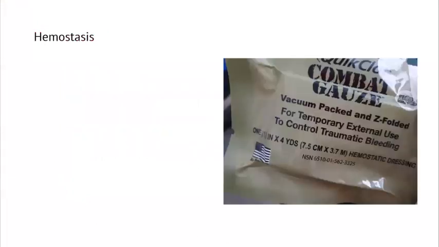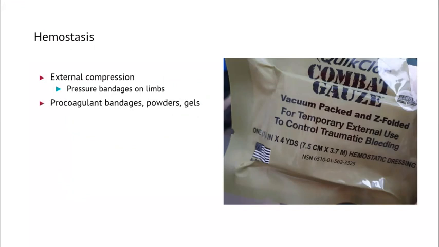So hemostasis is something that we want to try and do, and there are lots of different options for it. External compression is definitely the mainstay for any type of external, compressible hemorrhage that we can see. That can include placing pressure bandages on any limbs that are bleeding. There are bandages out there that contain procoagulants, and there are procoagulant powders and gels, all of which can potentially be put directly on the site of bleeding and then covered with another type of bandage.